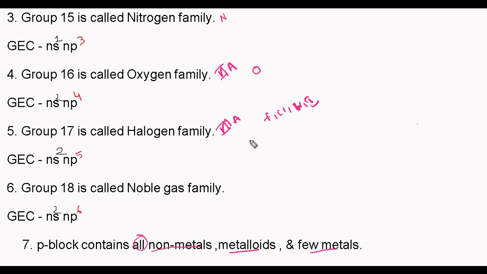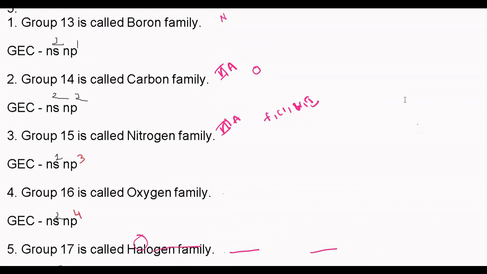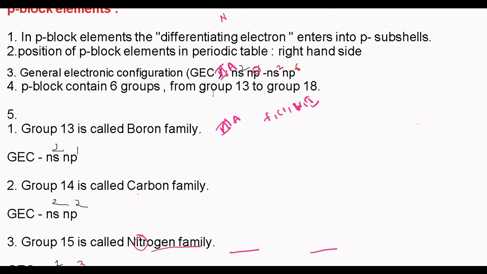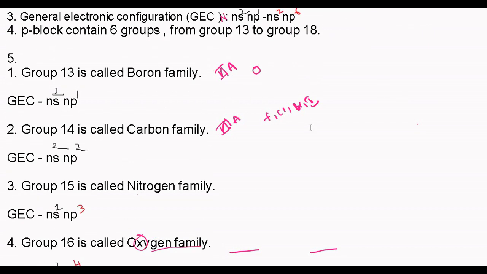P block elements position is right hand side of the periodic table. How many groups are there? 13 to 18. A total of 6 groups are present in the P block elements.